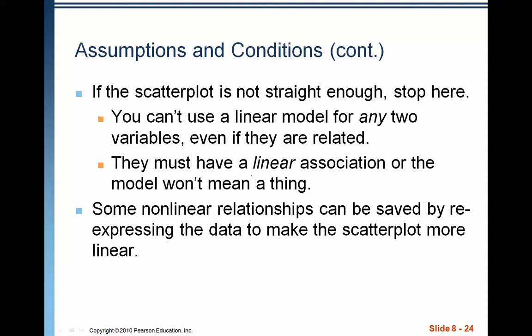Again, if your scatter plot's not straight enough, you should stop. You can't use a linear model for any two variables, even if they're related. There has to be a linear association. There are some non-linear relationships that we can save by re-expressing the data to make the scatter plot more linear, and we will talk about that in the future. So there is a way to sometimes take non-straight lines and just fiddle with them a little bit to make them straight enough that we can do a linear relationship. That's a thing that we'll talk about in future chapters, okay?